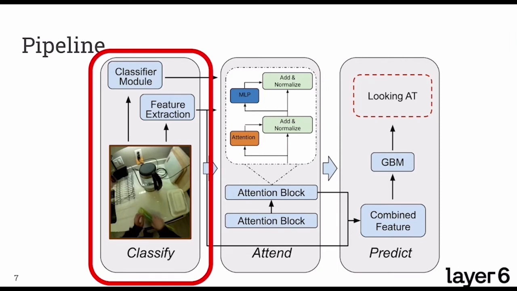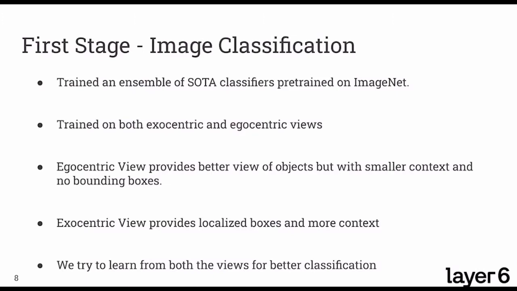Now we describe the detail of the first stage. We follow the existing literature in object classification to predict labels for objects in both the egocentric view and the exocentric view. This is important because each view has its own pros and cons. The egocentric view provides better views of objects, but it has very small contexts and no bounding box labels. On the other hand, the exocentric view provides localized boxes and more video context. However, in many cases, the objects in the exocentric view are small and obfuscated.